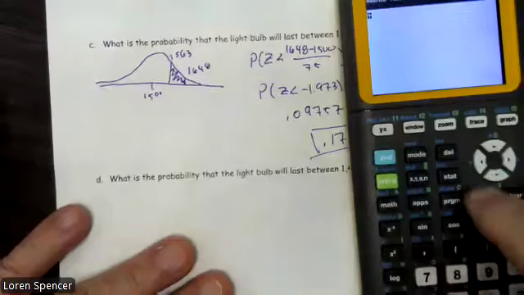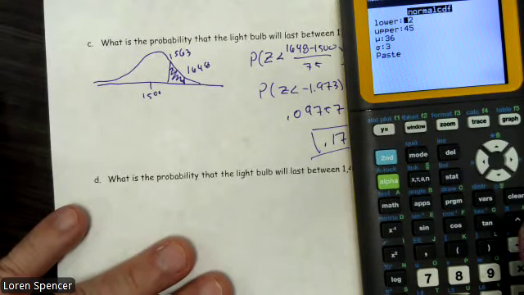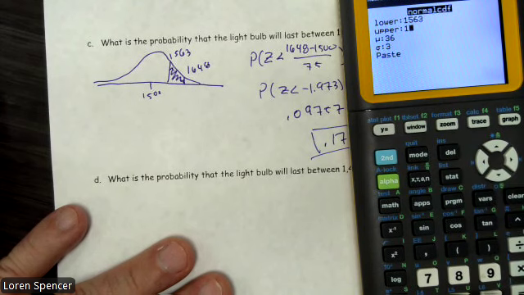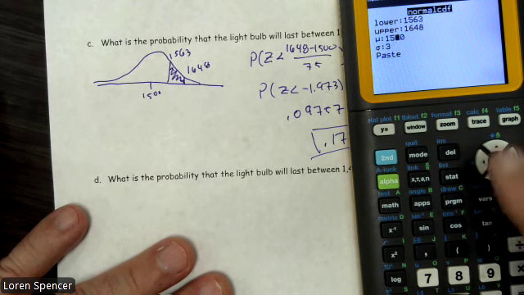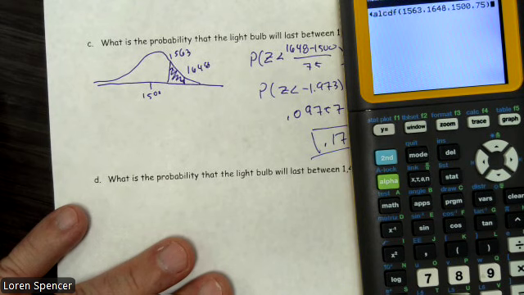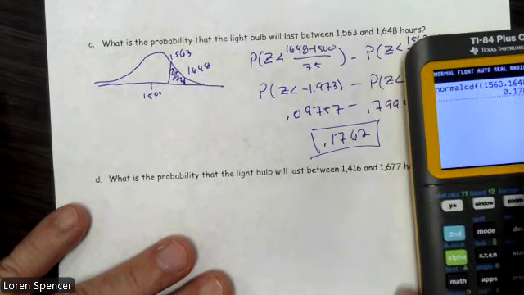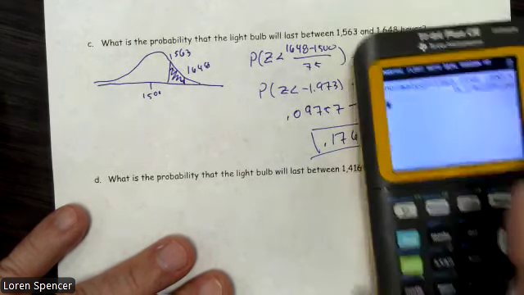Again, the short way, if there's multiple choice: second vars, norm CDF, lower bound 1563, upper bound 1648, mean of 1500, standard deviation of 75. And we get 0.1762 again.